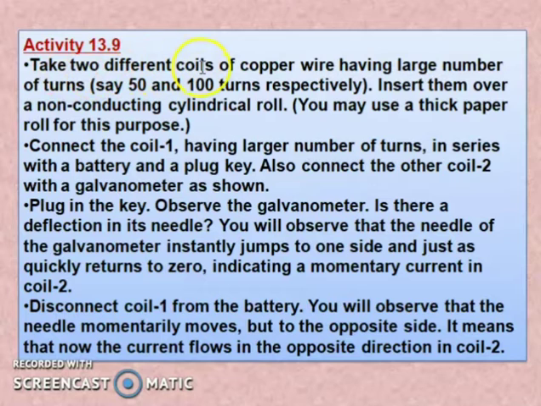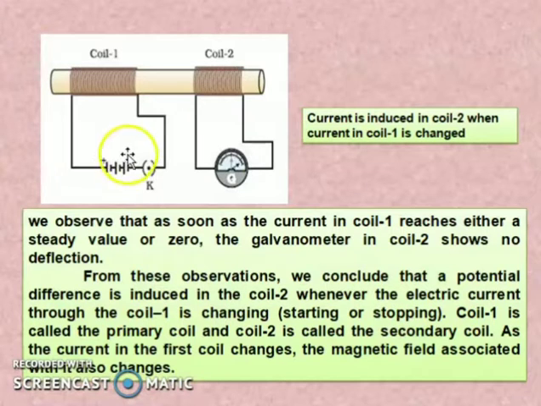Take two different coils of copper wire having a large number of turns, say 50 and 100 turns respectively. Insert them over a non-conducting cylindrical roll. That roll can be a thick paper roll. You can see this in the diagram. In this, we are taking coils of so many turns, 50 or 100 turns.